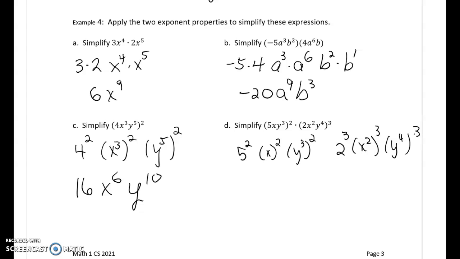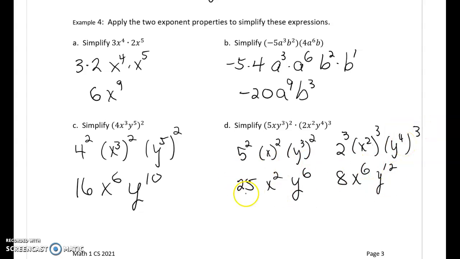All right, so then we're going to take a breath and then look to do some work. 5 squared is 25. X squared, power to a power. Keep the base, multiply the exponents. This is 2 cubed. 2 times 2 times 2 is 8. Power to a power, keep the base, multiply the exponents.